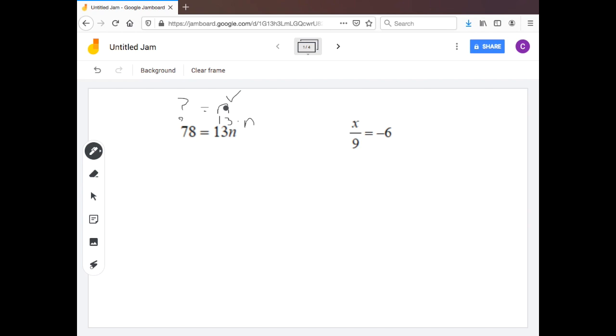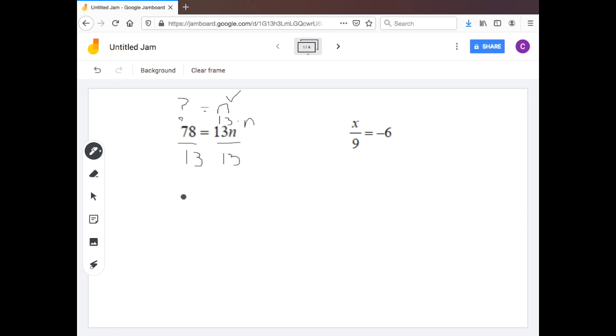So you have to think of the operation. What operation could I use that will get rid of the 13 but leave the n? The opposite of multiplication is division. So you would divide by 13, because that will leave you with one n. And you can't forget about the other side, because the rule is once you do something to one side, you have to do it to the opposite side in order to balance. We want to make sure we're balancing out. So you would divide this side by 13 too.